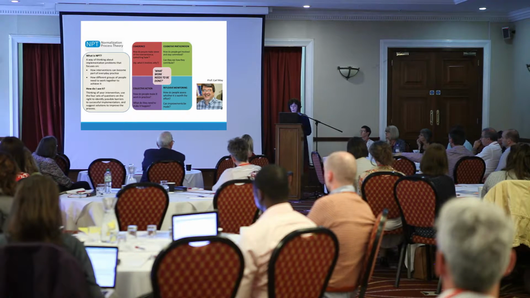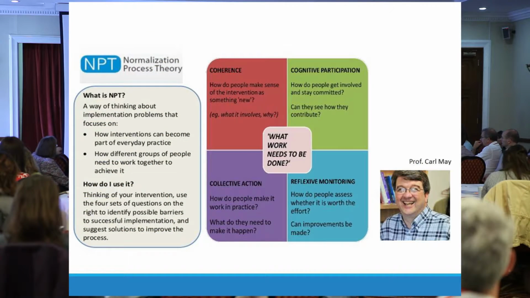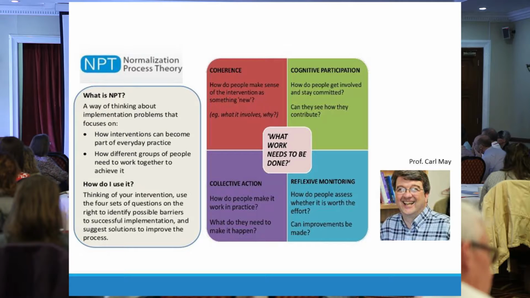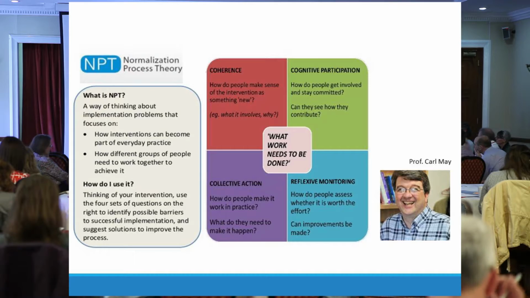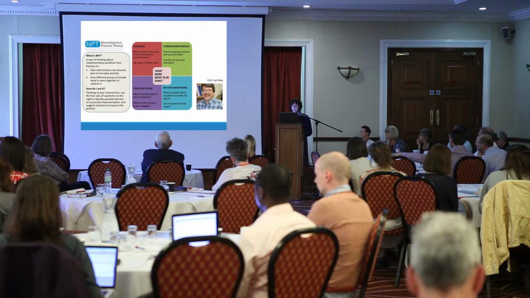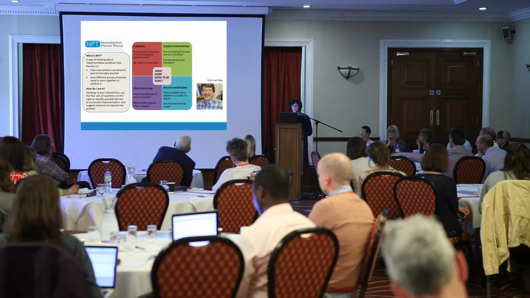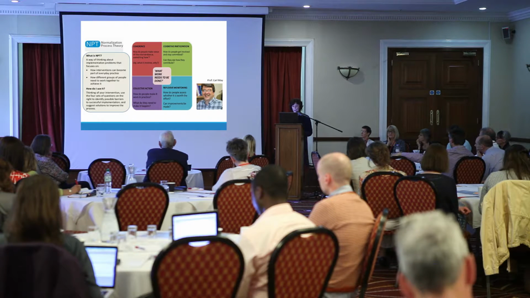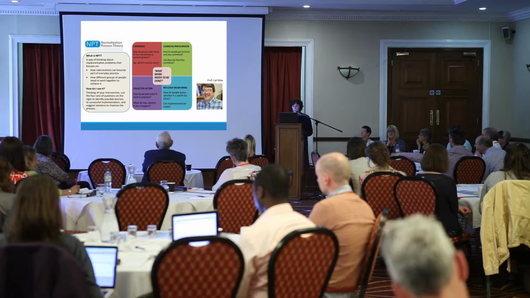Just to say a little bit more about normalisation process theory, for those of you that are really interested, there's quite a good accessible website you can look up. Carl May is the originator of normalisation process theory. The reason why we've used this in particular is because it really focuses on the work that people need to do to embed something. And it breaks that work down into 4 different constructs. First of those is coherence, and then there's cognitive participation, then collective action, and reflexive monitoring. So I'm going to say a little bit about how we're applying those constructs within the IMPRESS project.